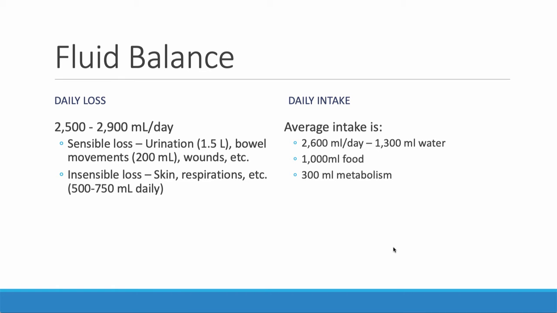So fluid balance has to be a balance between daily loss and daily intake. So daily intake is 2 or 3 liters a day, and that gets divided between fluid intake, food intake, and then there's some water that's produced during metabolism, right? During the metabolic process.